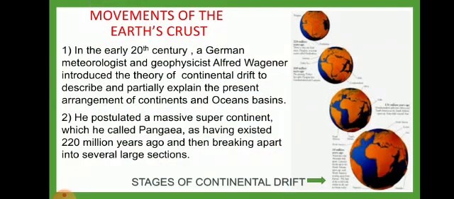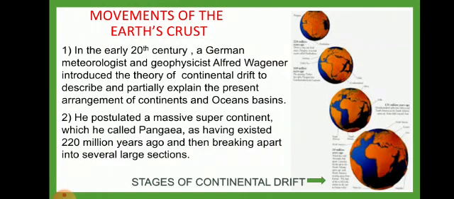Movement of the earth crust. In the early 20th century, a German meteorologist and geophysicist, Alfred Wegener, introduced the theory of continental drift to describe and partially explain the present arrangement of continents and ocean basins. He postulated a massive supercontinent which he called Pangaea as having existed 220 million years ago and then breaking apart into several large sections.